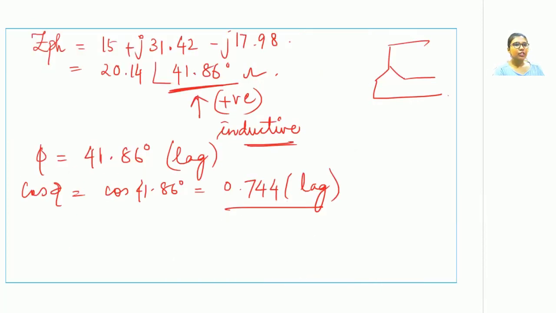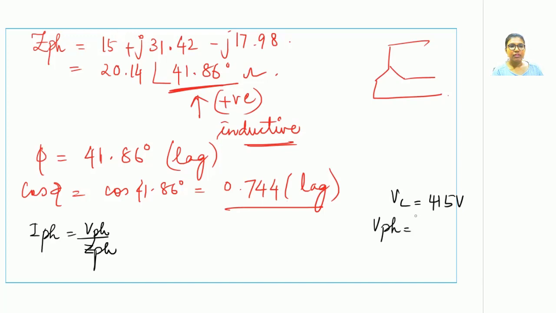Now let us solve for the value of I phase. I phase would be V phase upon Z phase. The value of VL is given to us as 415 volts. This is a star connection. So what will be V phase? V phase is VL upon root 3 because it's a star connection. So by substituting this value of 415 in place of VL, the value of V phase comes out to be 239.6 volts.